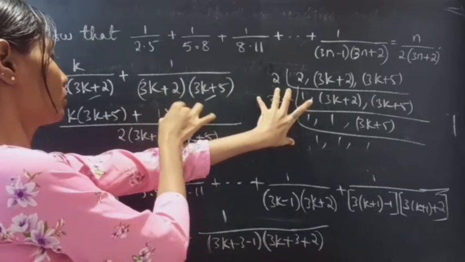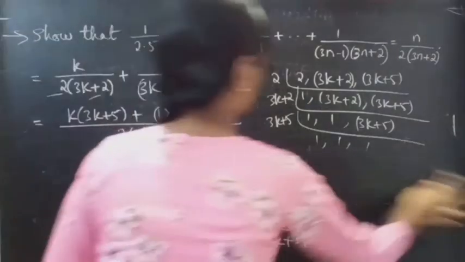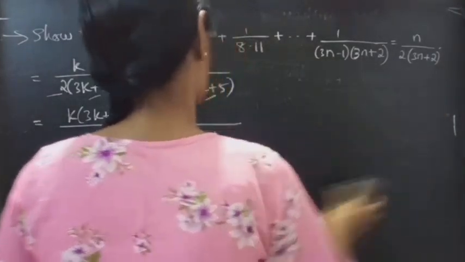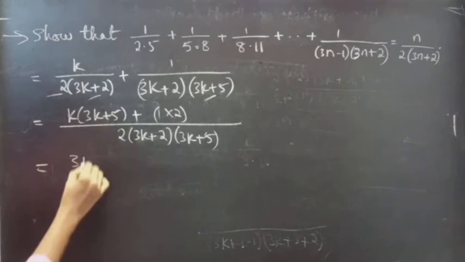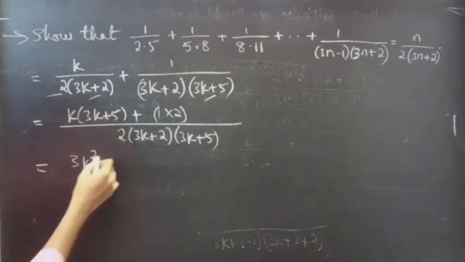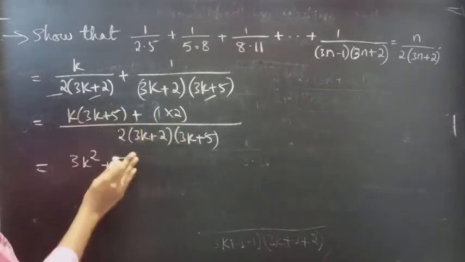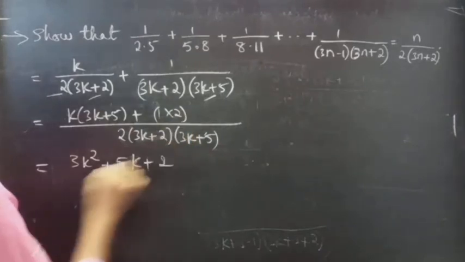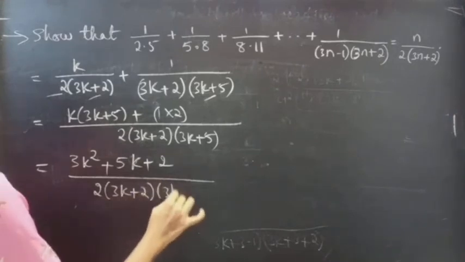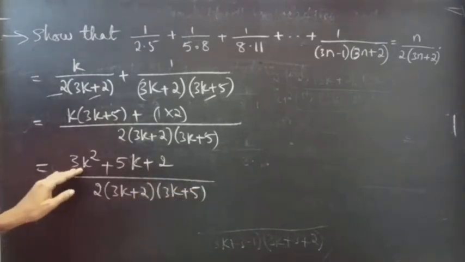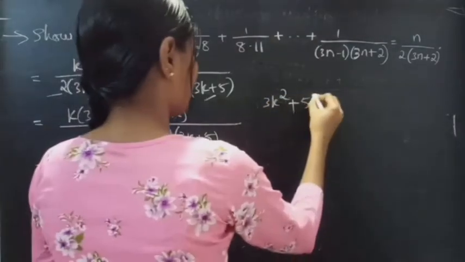The numerator is equals to 3k square, 3 into k into k is 3k square, plus 5 into k is 5k, plus 2 into 1, 2, by 2 into 3k plus 2 into 3k plus 5. So in the numerator you are having a quadratic expression, 3k square plus 5k plus 2.